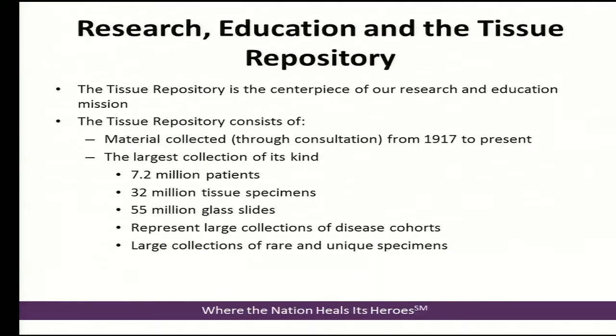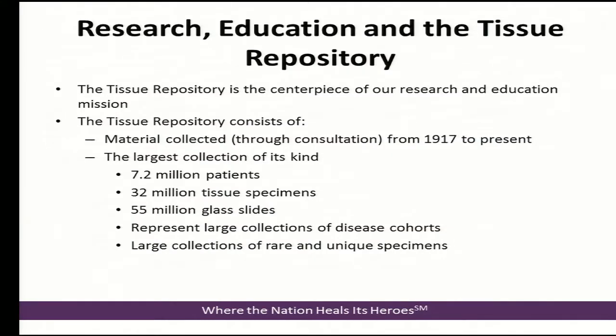And so research, education, and the tissue repository, and we're going to really focus on the tissue repository as a resource for research. The tissue repository is a centerpiece of our research and education mission. Our tissue repository consists of material embedded in paraffin, collected through the consultative service from 1917 to now, so it's almost 100 years' worth of tissue, and it's really the largest collection of its kind. It represents 7.2 million patients, 32 million tissue specimens, 55 million glass slides.